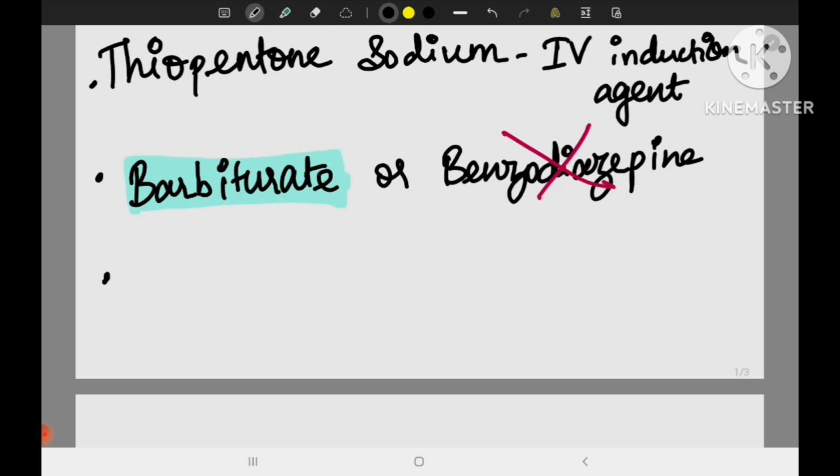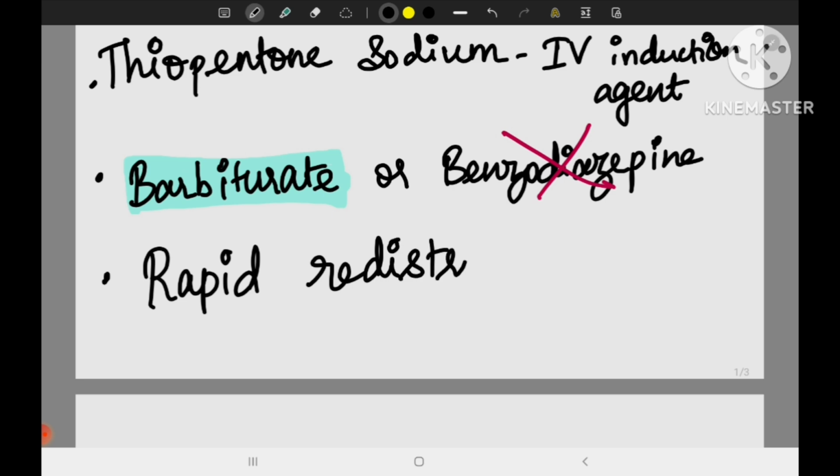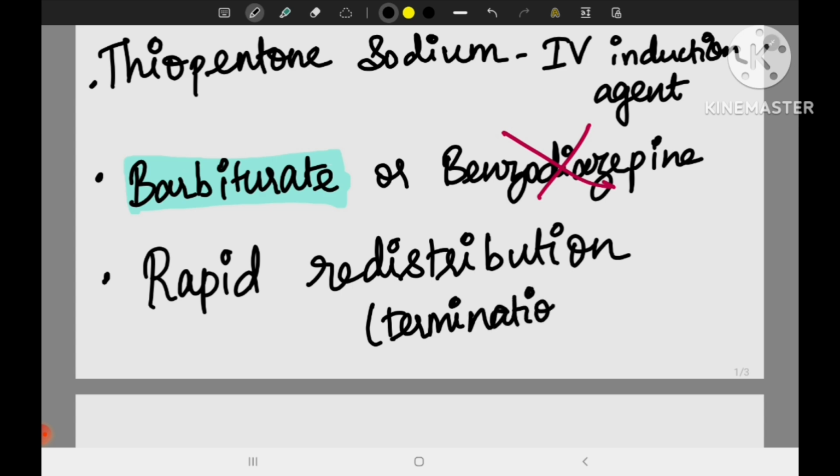And the next thing is, there are many points to discuss in it. Mainly, the action is terminated by rapid redistribution. The action stops by, so this is a termination of action that occurs by rapid redistribution. So that is one thing.